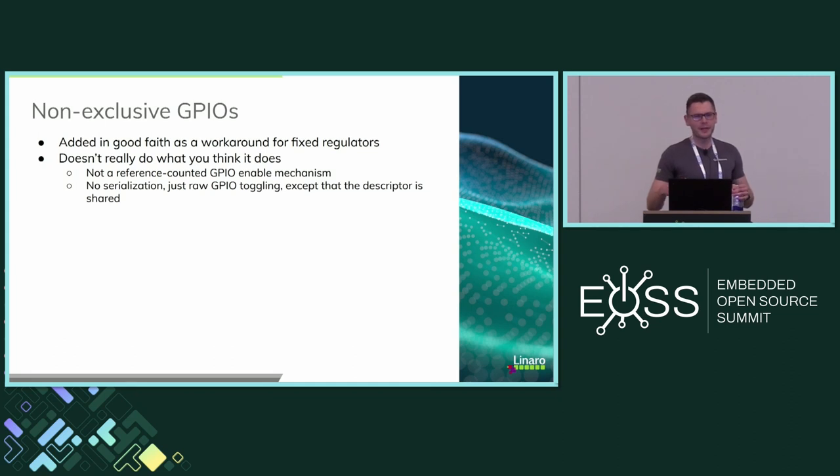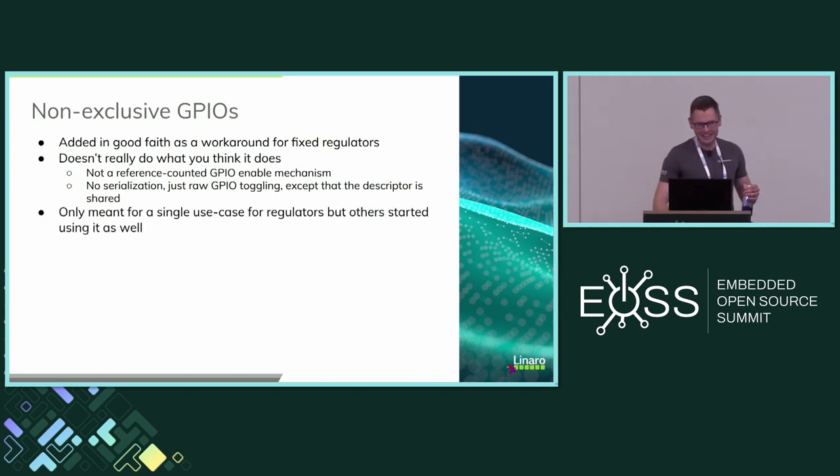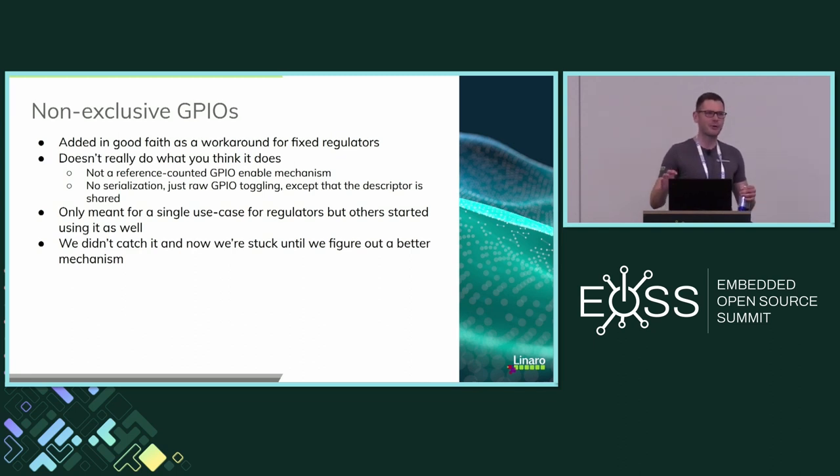The non-exclusive GPIOs sound nice, but it's nothing like what you imagine. What it really is, it simply allows two users to request the same GPIO and then fight over it. No synchronization, no nothing, no reference counting. They basically can say, okay, I'm turning it on. No, I'm turning it off. And it's bad. We didn't catch the fact that other people, even though the comments stated very clearly this is a workaround for fixed regulators, started using it, and now you have them all over the kernel. It's going to be another couple weeks or months of effort to first find a proper solution, maybe reference counted GPIOs, I don't know yet, find all the users, convert them, and then finally kill this interface.